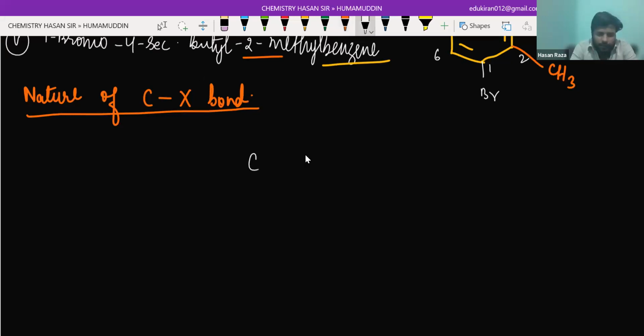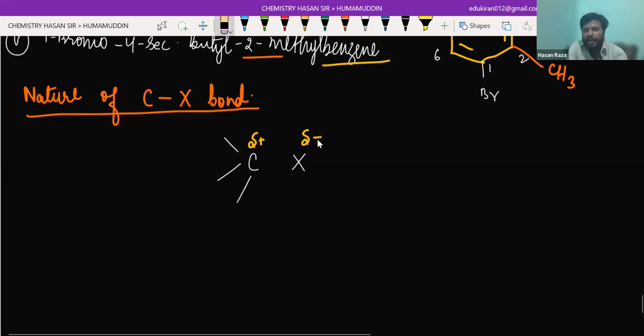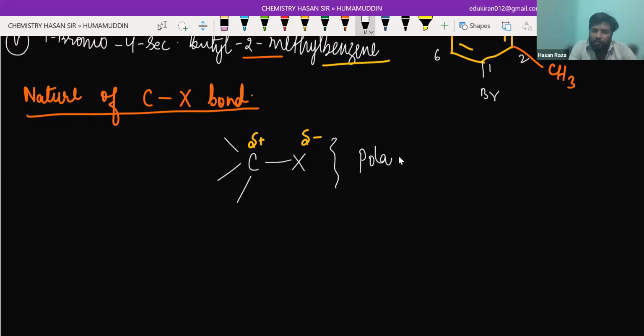Now see, this is your C-X bond. Halogens are more electronegative than carbon. This is the carbon's electron and this is the halogen's electron. Since halogen is more electronegative, it will have delta negative and carbon will have delta positive, because the carbon's electron will be attracted towards the halogen side. That shows that this is a polar bond.